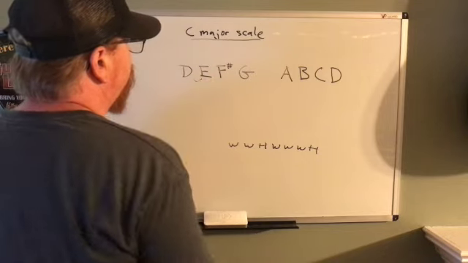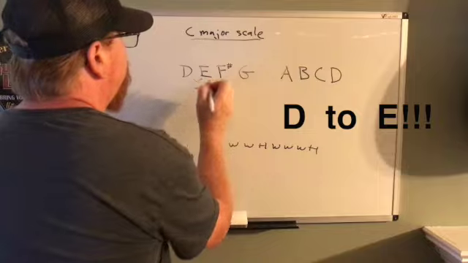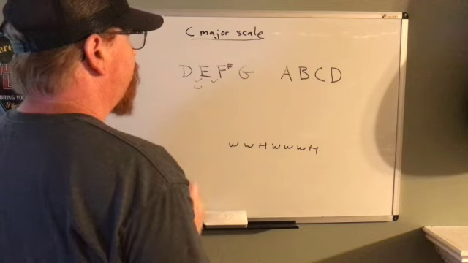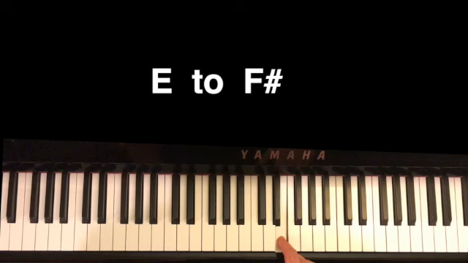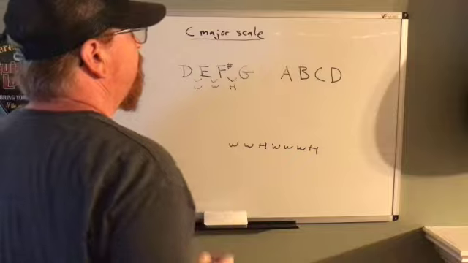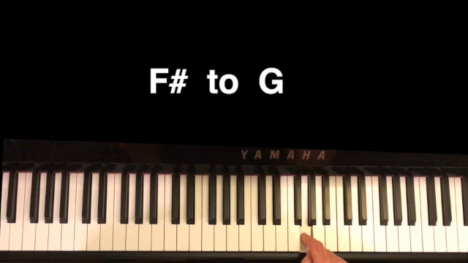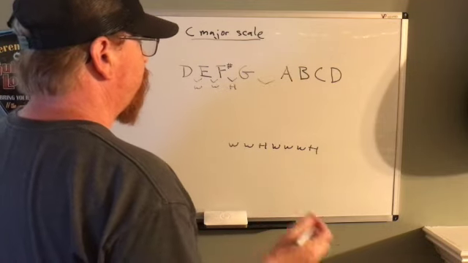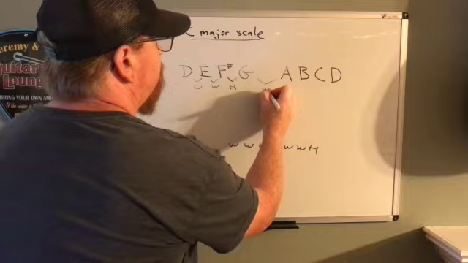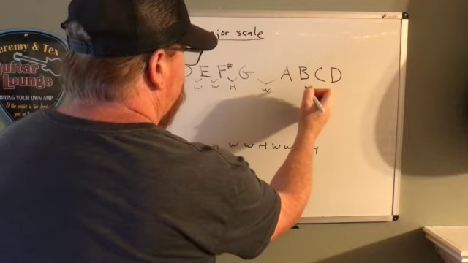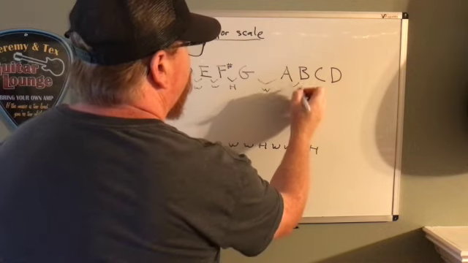We need going from D to D, it needs to be a whole, and it is. E to F sharp needs to be a whole, and it is. F sharp to G needs to be a half, and it is. G to A, connecting the two tetrachords, is supposed to be a whole step, and it is. A to B is supposed to be another whole step.